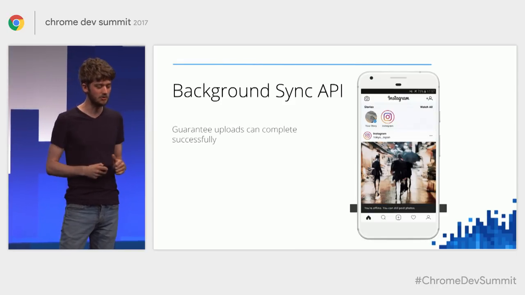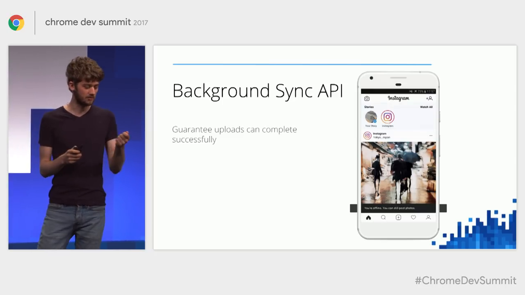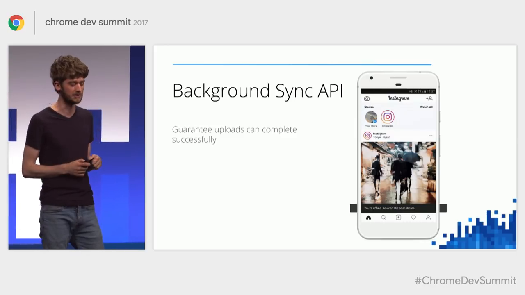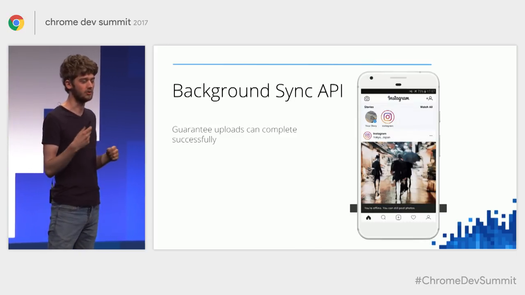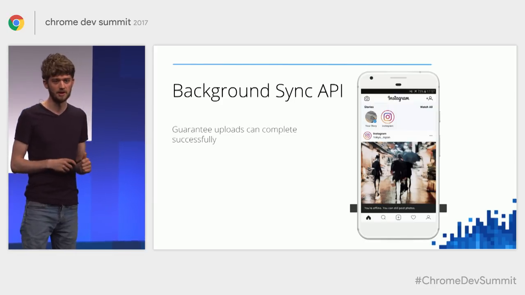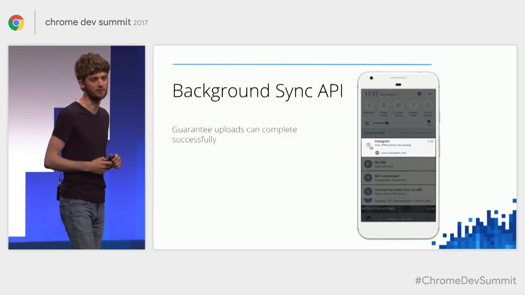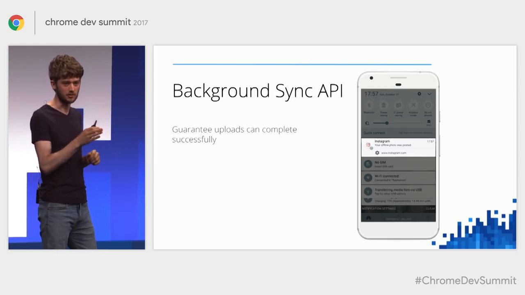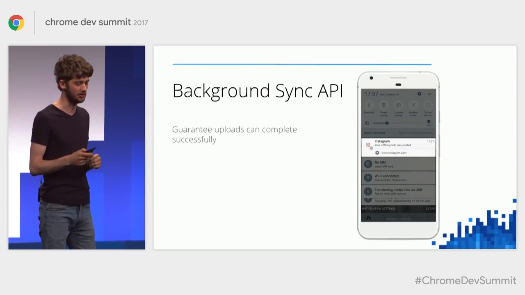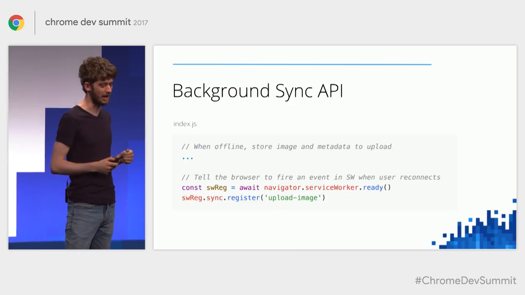And so here you can see that Instagram's mobile site has implemented this. So when you go offline, you'll see a banner at the bottom of the screen telling you that you're offline, but that you can still post photos. And if you go through the flow and you choose a photo to upload, you can then close out from Instagram, and later you'll get a notification when you reconnect to the internet telling you that your photo has now been posted. And so this is a really great pattern that you can use to ensure really reliable networking within your application. It's really easy to use, so I'll show you quickly how it works.